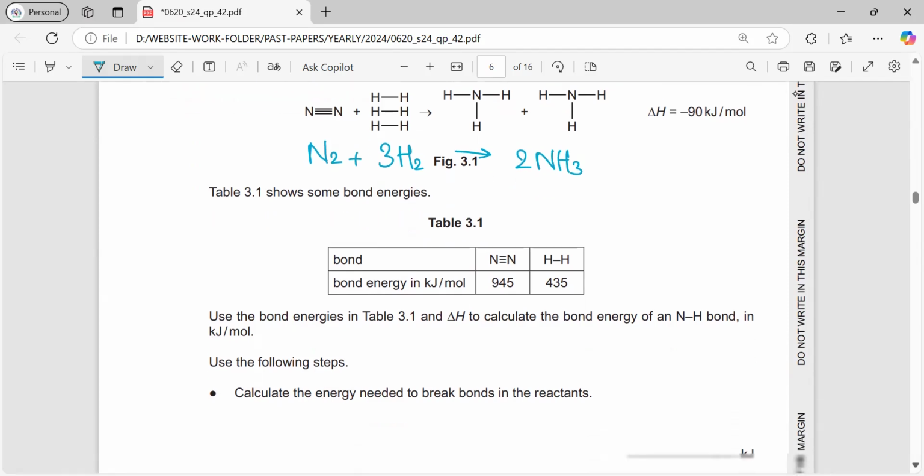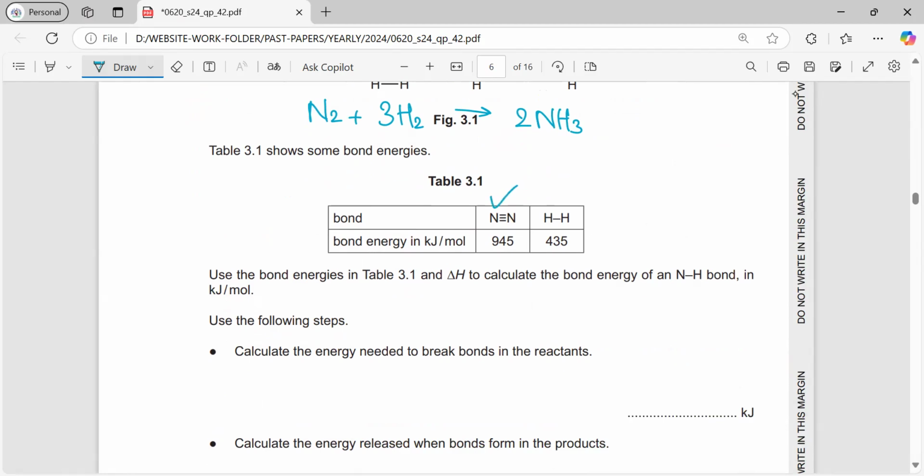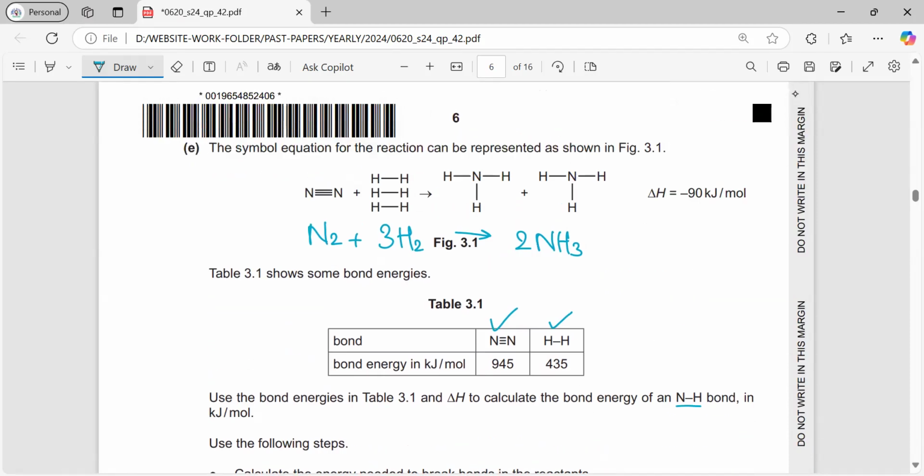The bond energies are given to us, the bond energies for the N≡N bond and the H-H bond. Use the bond energies in table 3.1 and delta H to calculate the bond energy of an N-H bond. The delta H is given to us in the question, which is minus 90. Now we will use this delta H and the bond energies of N2 and H2 to calculate the bond energy of N-H.